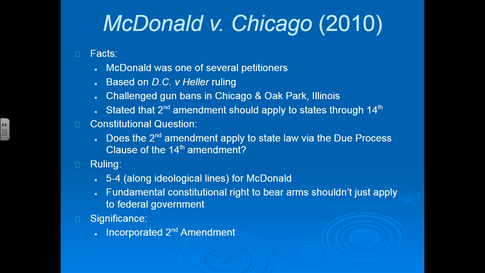And again, remember what that means is that the conservatives all voted one way, the liberals all voted the other way. In this case, the conservatives were the 5, the liberals were the 4. And they voted 5-4 for McDonald and decided that, yes, the right to bear arms does not just apply to the federal government. There should not be any state or local laws that limit that right either. And of course, again, the significance is it incorporated the Second Amendment into the states.